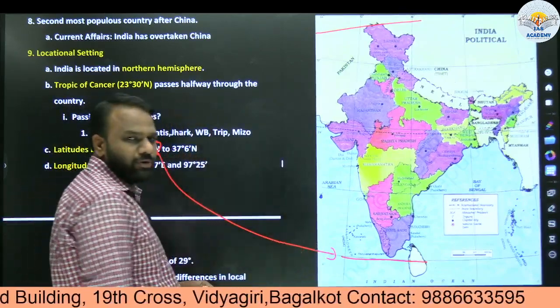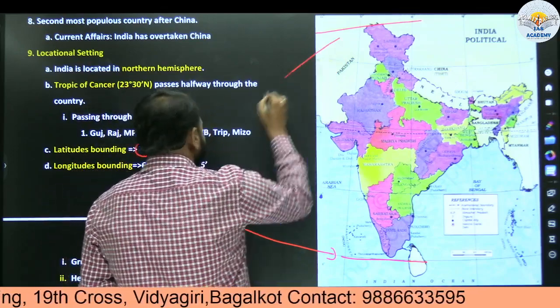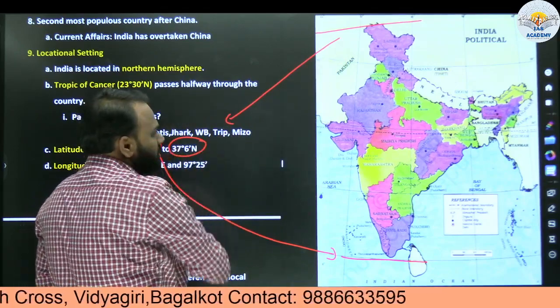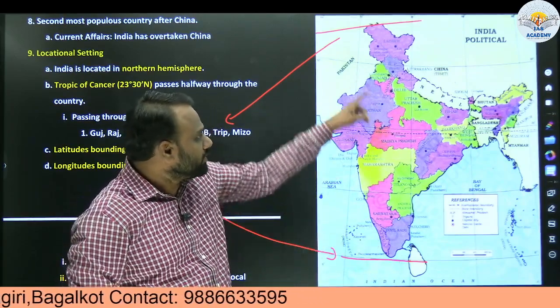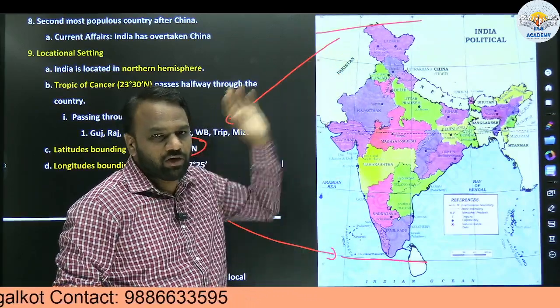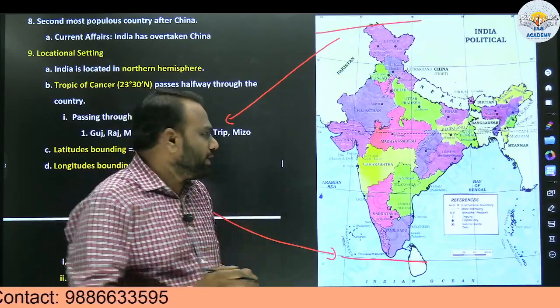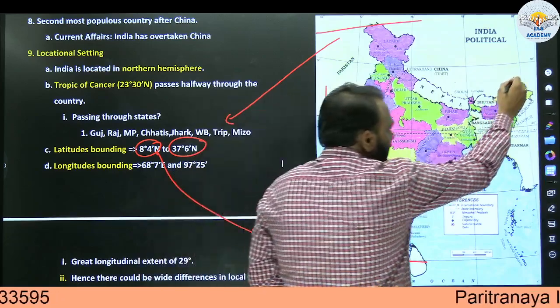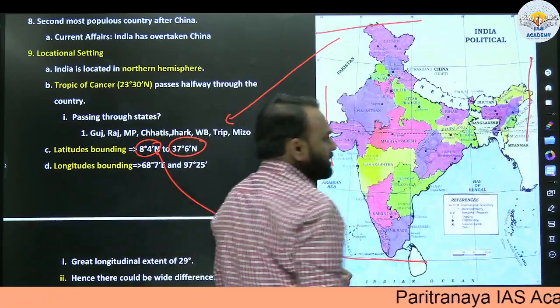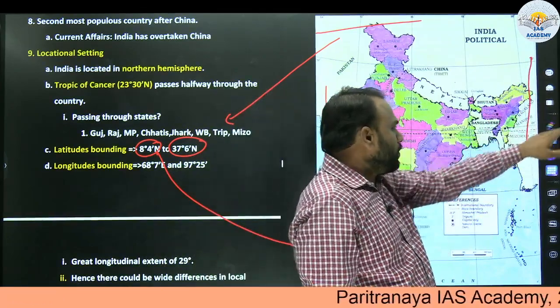This is 8 degree 4 minutes north, and this is 37 degree 6 minutes north. So the latitudes bounding India are 8 degree 4 minutes north to 37 degree 6 minutes north. Similarly, when it comes to longitudes, this is the westernmost longitude and this is the easternmost longitude. So what are these longitudes?